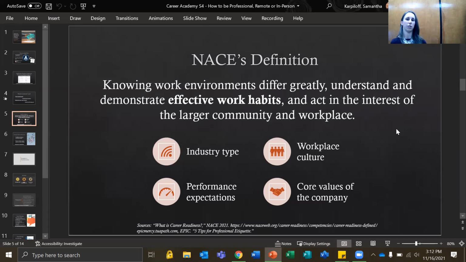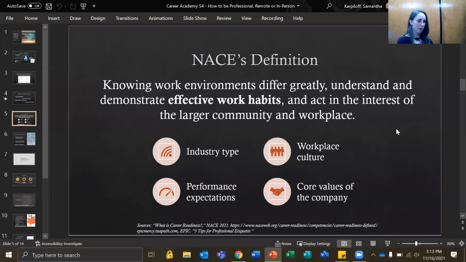As for NACE's definition of professionalism, it essentially is knowing that work environments differ greatly. Hopefully you will understand and demonstrate effective work habits through gaining professionalism and act in the interest of the larger community and workplace. And I highlighted effective work habits because I think that really summarizes what it means to be professional in a nutshell. And as you can see from this definition, it will differ greatly depending on whether you work in finance and healthcare and education. There's a lot of different factors that influence professionalism. And I've listed four of them there actually.